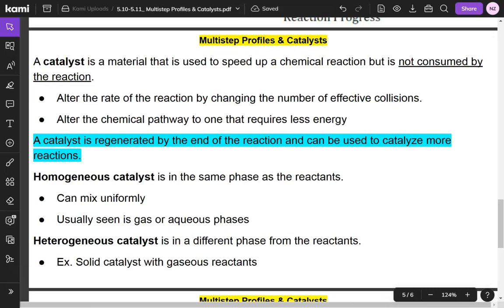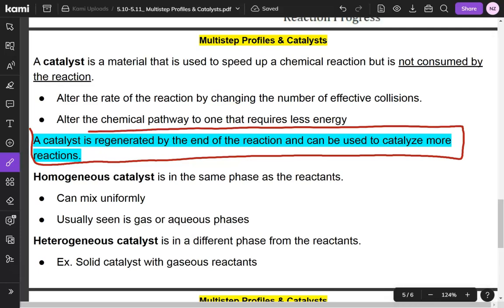Now, in a chemical reaction, a catalyst is not consumed by the reaction like an intermediate is. Intermediates are produced and then used up. A catalyst is not the same. We'll look at some examples where a catalyst is involved, but an important thing to understand is that a catalyst is regenerated by the end of the reaction and can be used to catalyze more reactions.